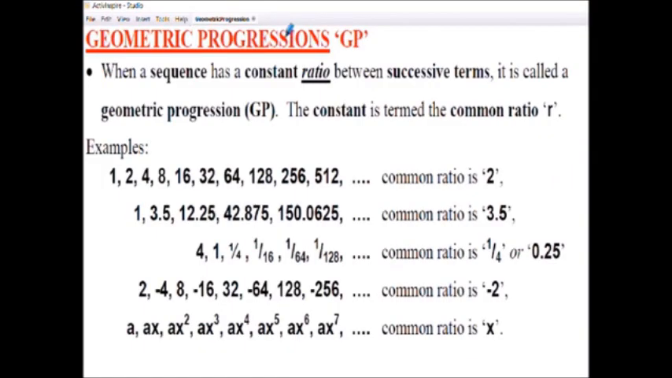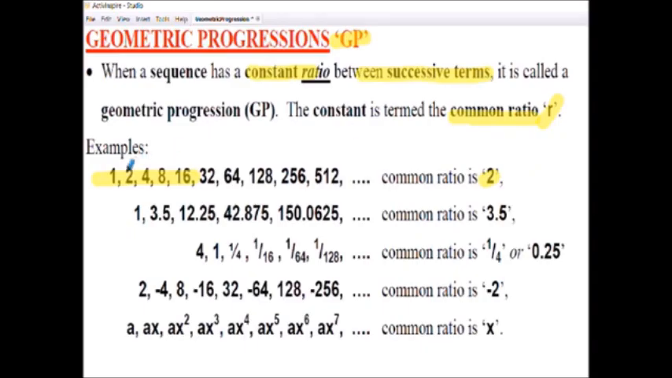Geometric progression, or GP, has a constant ratio between successive terms in the series. This common ratio is denoted by the symbol r. So in the following series, 1, 2, 4, 8, 16, etc., the common ratio is 2. In other words, multiplying 1 by 2 we get 2, multiplying 2 by 2 we get 4, 4 by 2 we get 8, and so on.